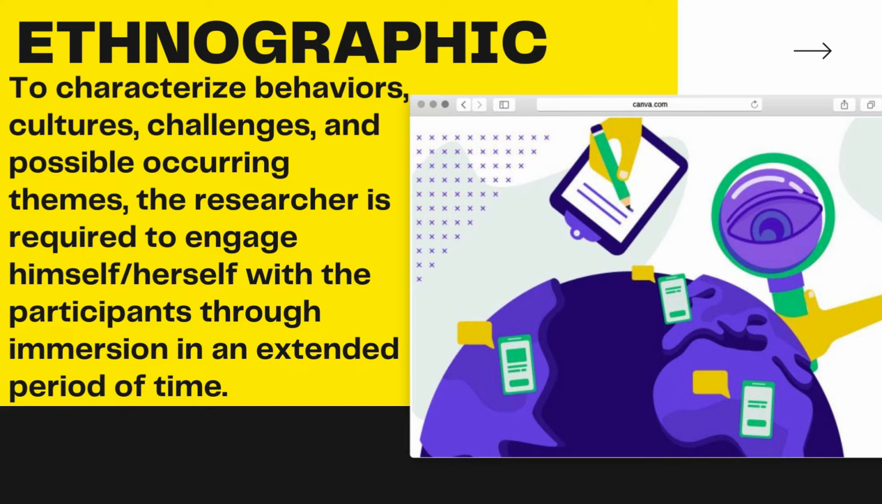So, anong ibig sabihin nun? Para mas makapag-research at makapag-identify si researcher, he or she needs to engage himself or herself. Kailangan nandun siya at nararanasan niya yung mismong sitwasyon with or together or along with the participants through an extended period of time. So, i-immerse ni researcher yung sarili niya doon sa community with or among the participants.